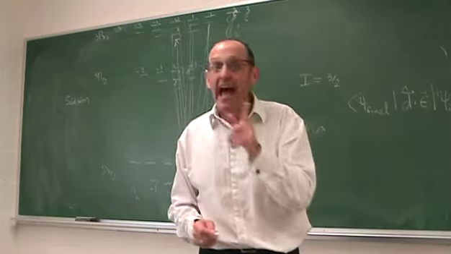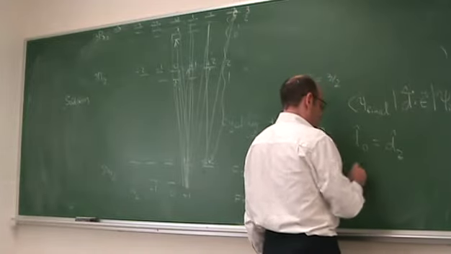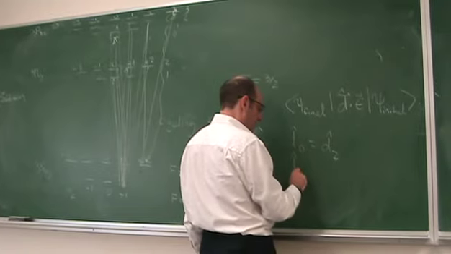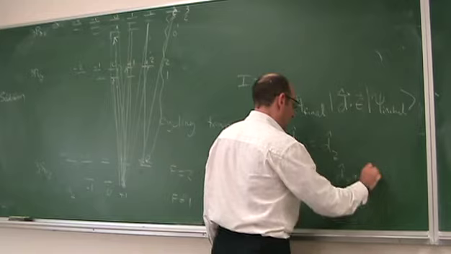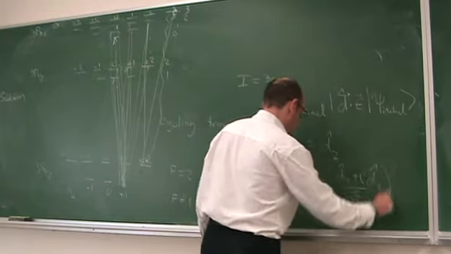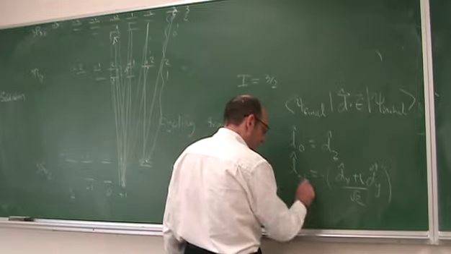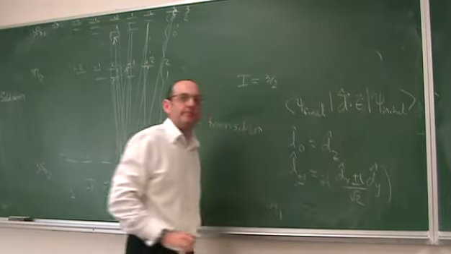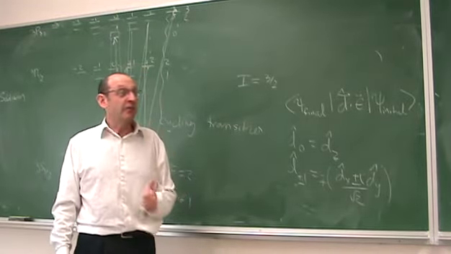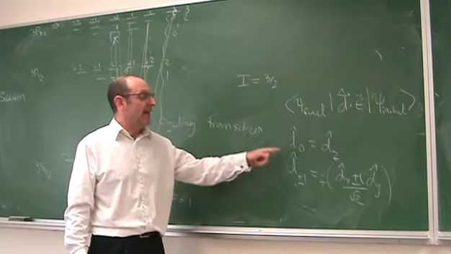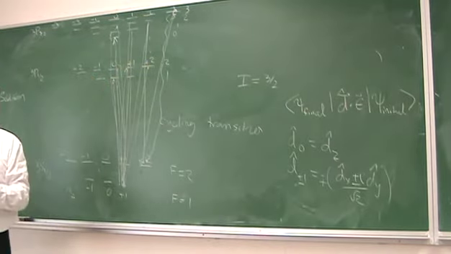Relative to what I'm calling the z-axis, remember d0 is dz, d+1 is dx plus i dy over root 2, and d-1 is this, with the minus sign. So depending upon whether my electric field is polarized along z, x, or y, determines which of these transitions I drive.